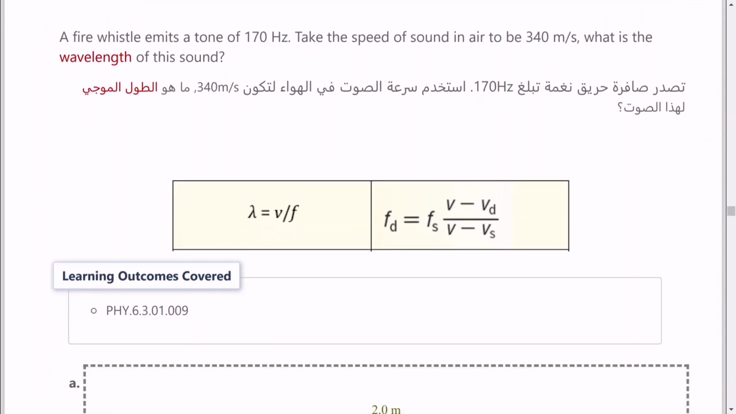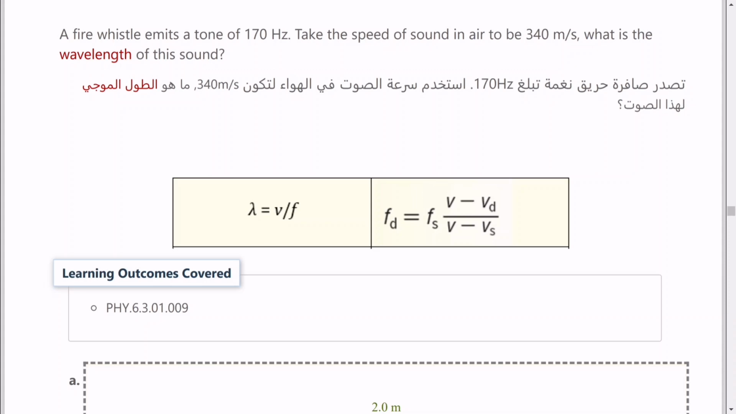Next question is from the wave speed. A fire whistle emits a tone of 170 Hz. Take the speed of sound as 340 meter per second. What is the wavelength? So here you have this equation. In this equation, lambda represents wavelength. So what is wavelength? Wavelength is the speed over frequency. So what is the speed of the wave in this question? Speed of the wave is given as 340 over frequency. Frequency is 170. When you do the calculation, you will get 2, and unit of wavelength is meters. So 2 meter is the answer.